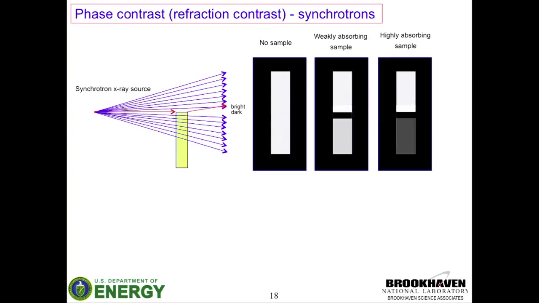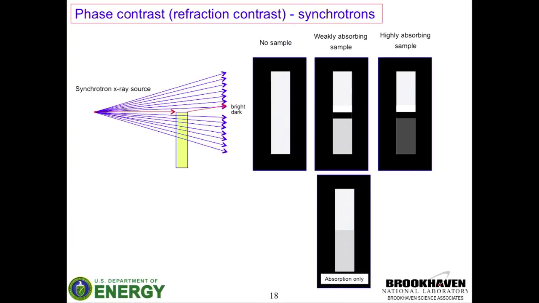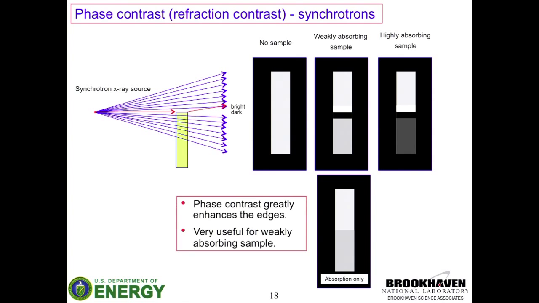So when you put a sample in, as before, the weakly absorbing sample in this region is still absorbed, but then at the interface here, you see there's these bright and dark lines. Now, if you compare this with what we had before for absorption only, you can see that it's much easier to detect that there is something in the beam with this. It's much easier to see. So phase contrast greatly enhances the edges of your samples, and it's very useful for looking at weakly absorbing samples. This mechanism is really just the X-ray equivalent of what you see every day, visible light refraction. Nothing special, just with X-rays.